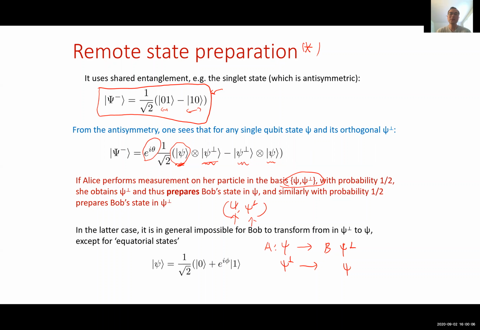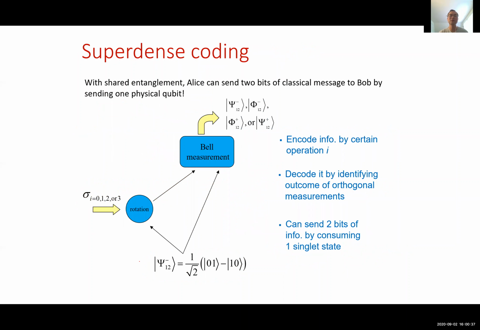But this, in general, cannot succeed with 100% probability, because if I get psi on either side, Bob is in the perpendicular state. But how do I rotate this to the desired state that I want? In general, this is not possible. It works only for special states, the so-called equatorial states. So that's one interesting application.